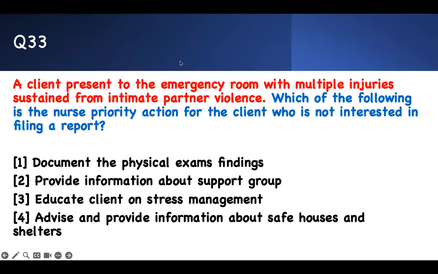33. What do we have? Which of the following is the next priority action for the client who is not interested in filing a report? What is the problem? The client presents to the emergency room with multiple injuries sustained from intimate partner violence, IPV. Which of these should you do if the patient says, I'm not going to report it?